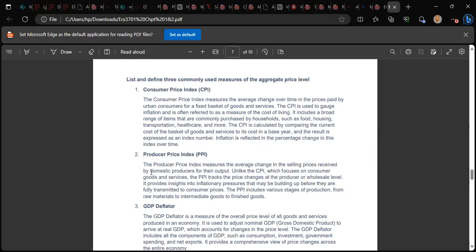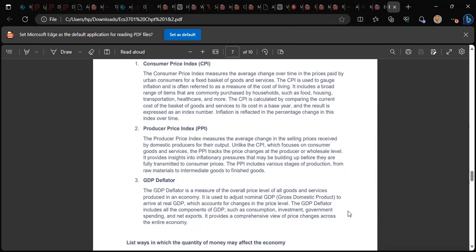Then on the other side, we can also measure the aggregate price level through the producer price index. So unlike the CPI, this one focuses on production, the changes at the producer or wholesale levels. That's the difference there. But obviously, because we spoke about cost push inflation, it will originate from production there.